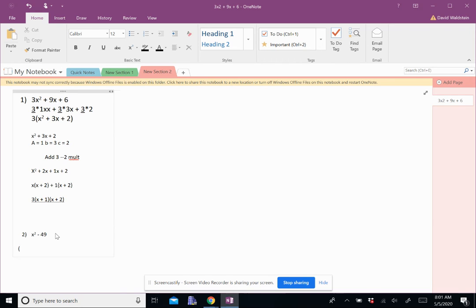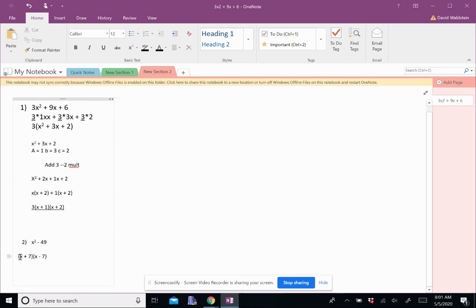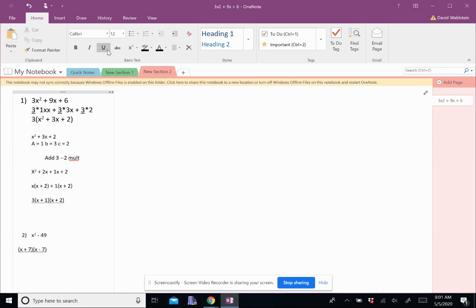So what's the square root of the first term? Well, that's just x. What's the square root of the second term? That's just 7. One plus, one minus. Easy. Bam. Boom. And that's our answer. Number 3.